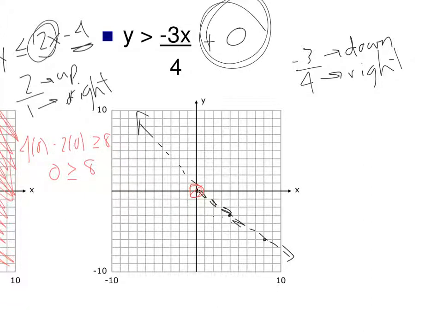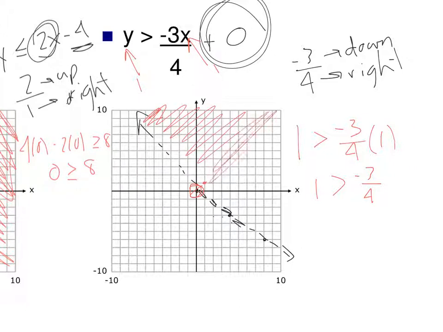So an easy thing to pick, 1, 1. 1, 1 is not on my line. So if I sub in a 1 for y there and a 1 for x there, I get 1 is greater than negative 3/4 times 1. Well, 1 is greater than negative 3/4. That is definitely true, so I'm going to shade towards that point, which is going to be all this way. And it's going to look like that.